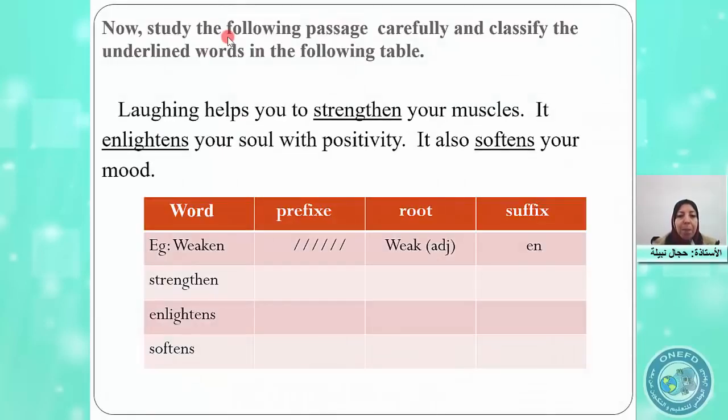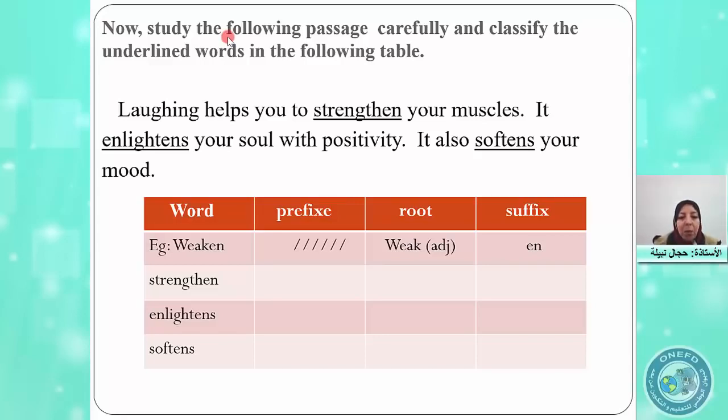So as a follow-up, let's study the following passage carefully and classify the underlined words in the following table. Laughing helps you to strengthen your muscles. It enlightens your soul with positivity. It also softens your mood. An example is given in this table.